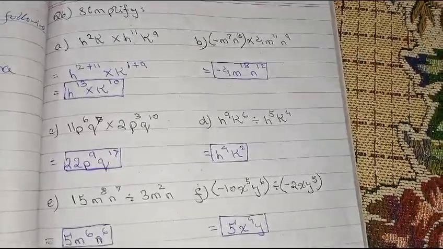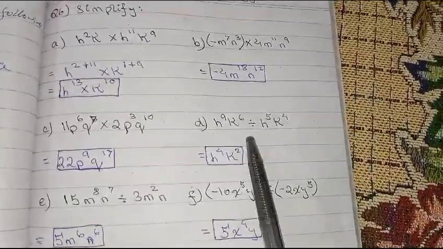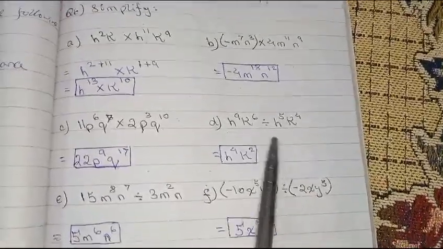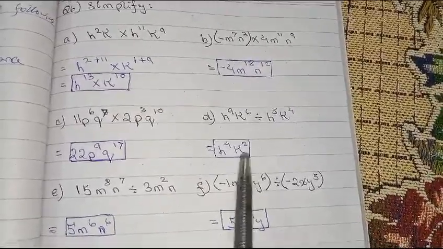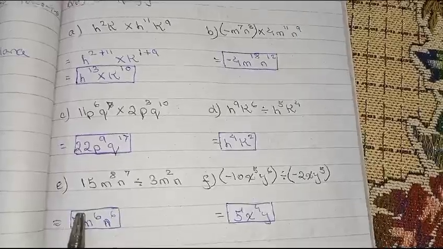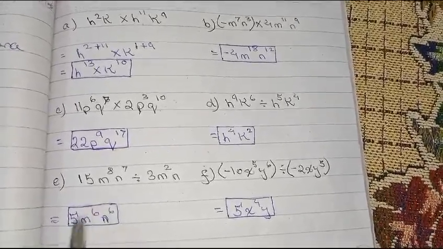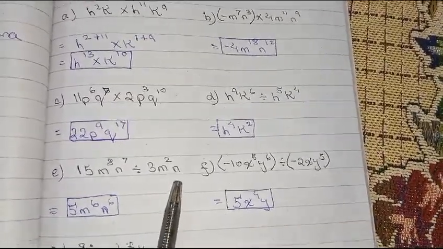Moving on to the fourth part: h power 9 k power 6 divided by h power 5 and k power 4. When the bases are the same, in division we subtract the powers: h power 4 and k power 2. So all the concepts are these. Moving on to the second last part of this question, which says 15 m power 8 n power 7 divided by 3 m square n power 1.